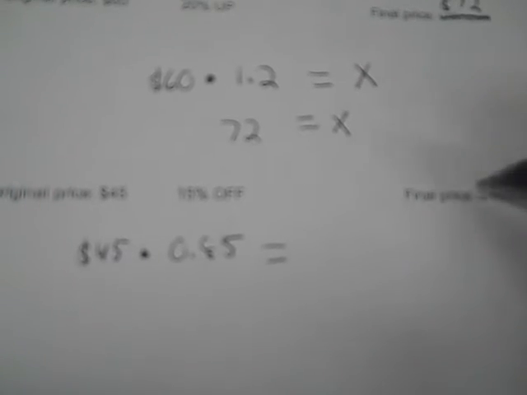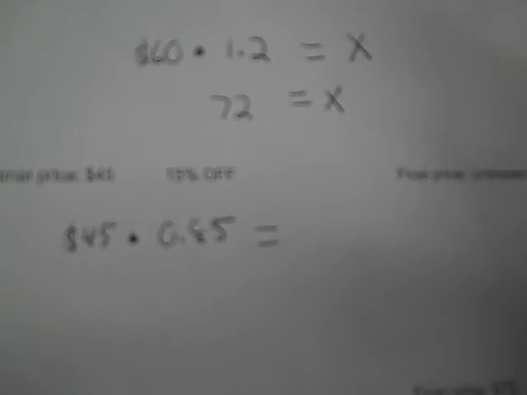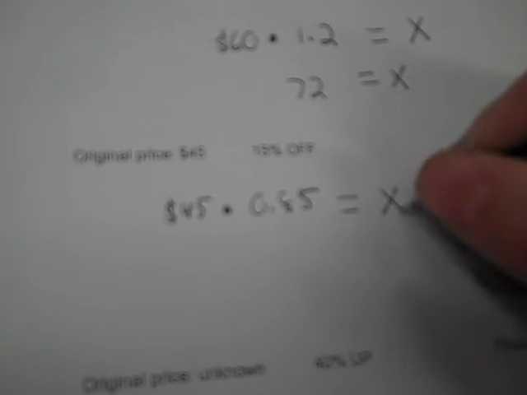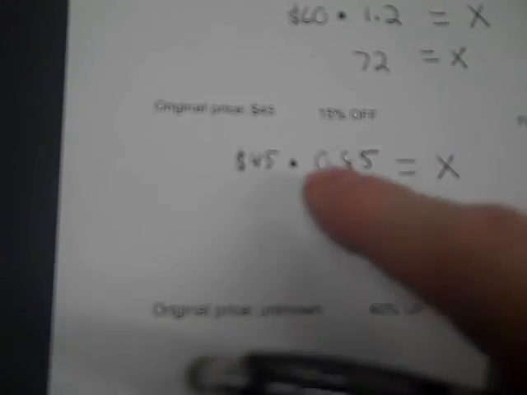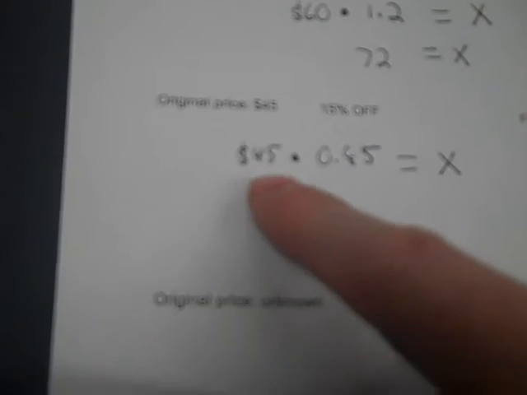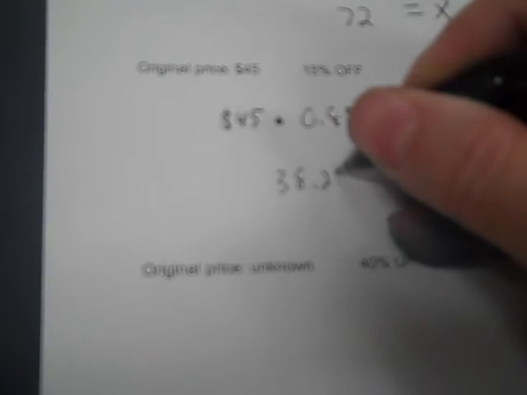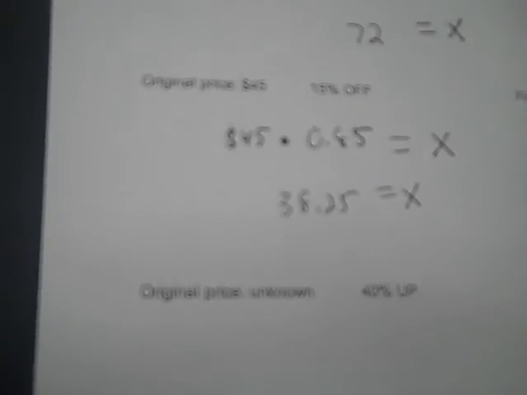And then it equals the final price, which is the unknown, so that's going to be X. And again, the X is over here all by itself, so I don't need to use the opposite. I just times here. So 45 times 0.85. 38.25. So 38.25 equals X. So the unknown is $38.25.